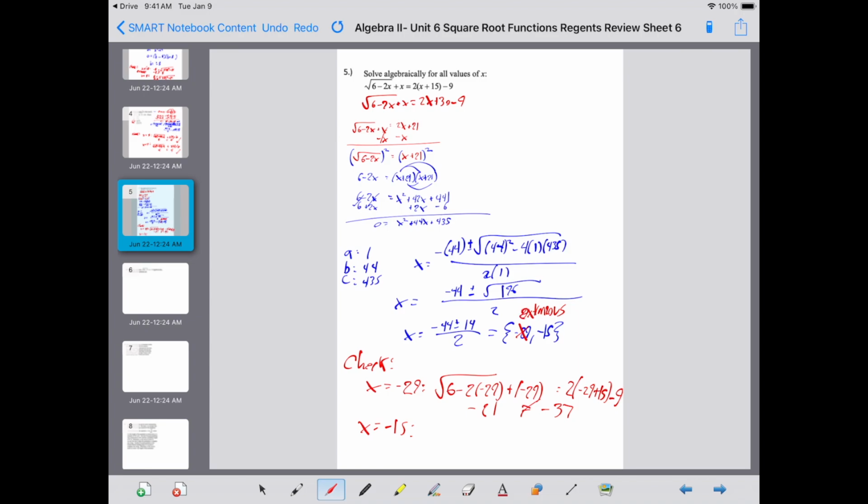Okay, let's do the same thing for negative 15. And for the sake of time, I'm just not going to write that, but doing the same thing for negative 15, I get negative 9 equals negative 9. That worked. So your answer is x equals negative 15.